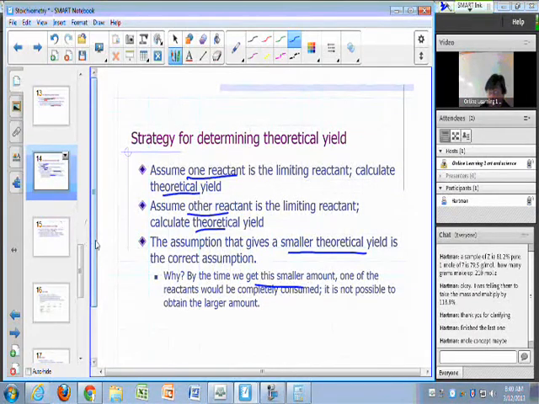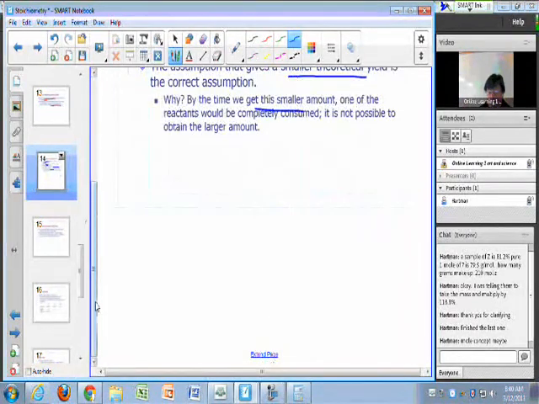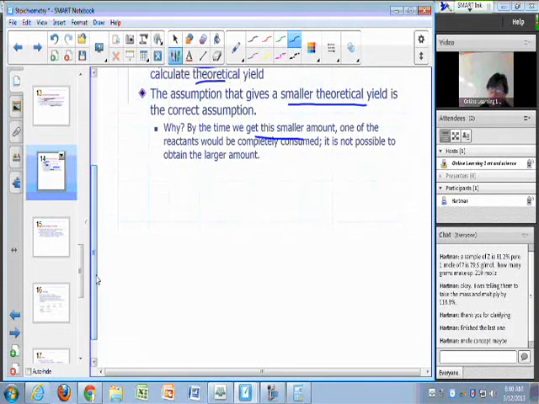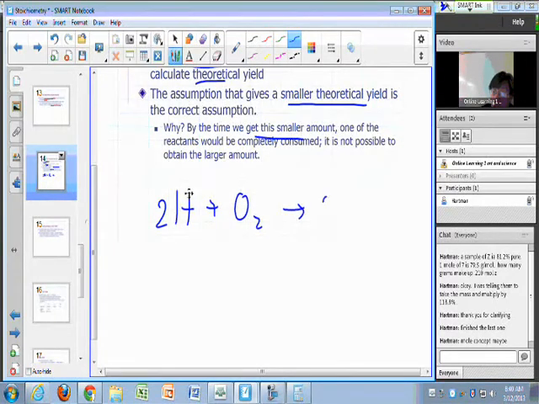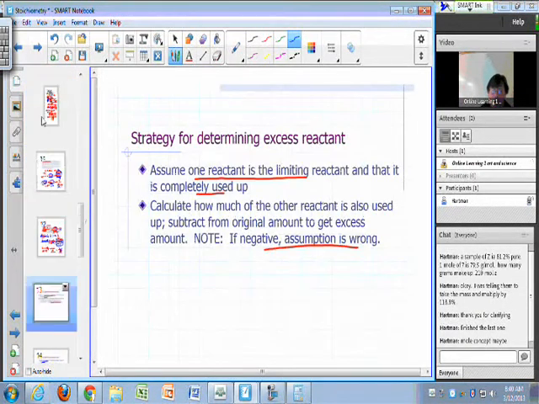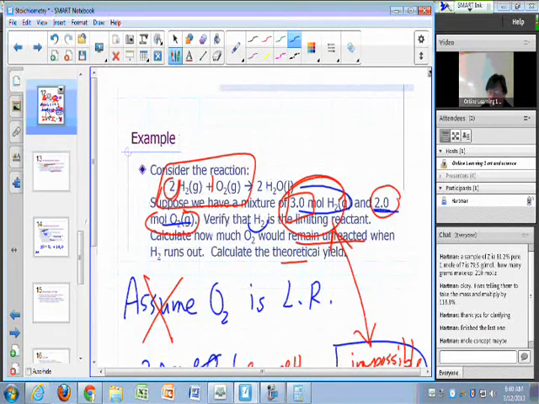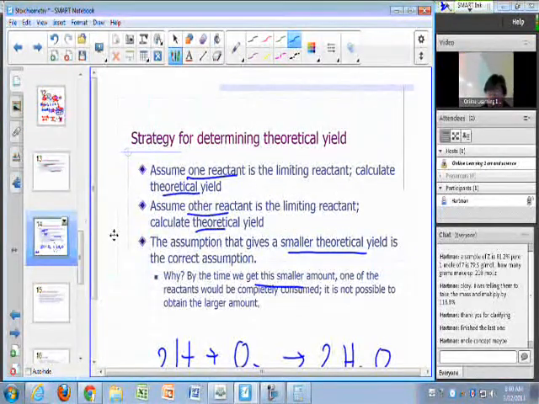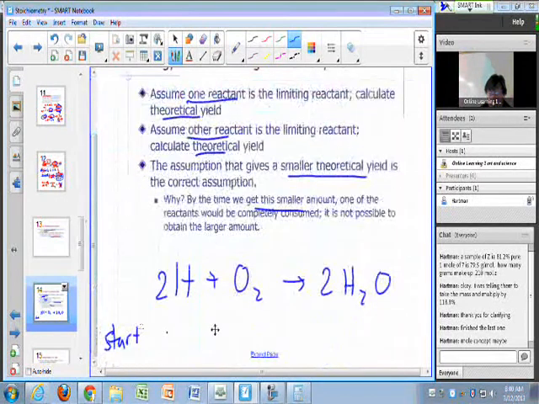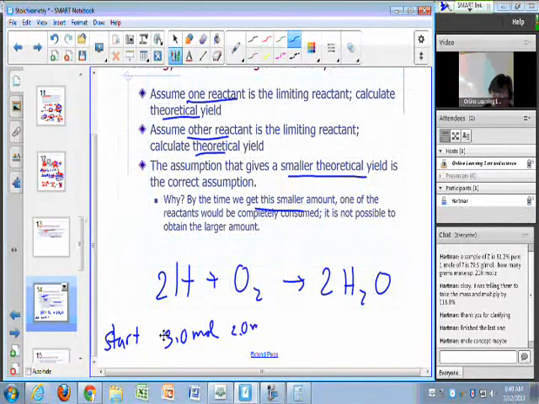Let's try this example again using that H2 plus O2 example. Okay. So if you have 2H2 plus O2 gives you 2H2O. Let's say you start with, how much was it we had earlier? Three moles of H2 and 2 moles of O2.